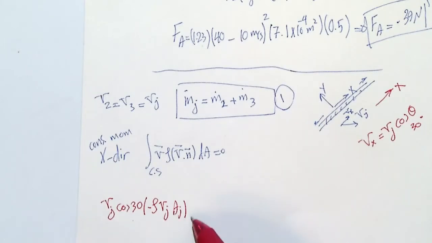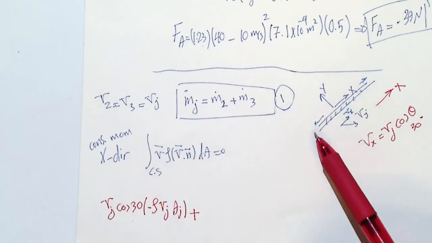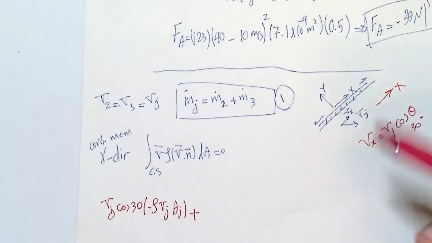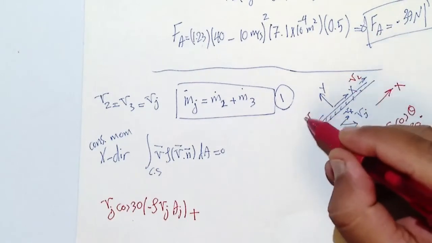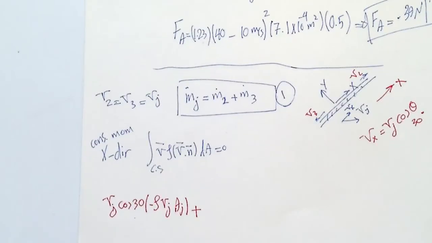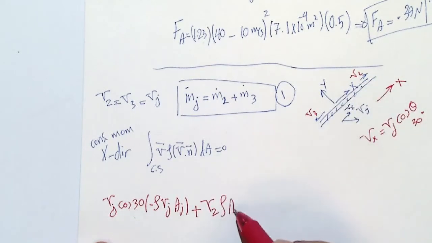What else? For the output part, you have velocity of 2 and velocity of 3. Velocity of 2 by itself is in positive x, but velocity of 3, which is here, V2 and V3, velocity of 3 is negative, right? So by itself it has a negative sign. For 2, you can write that V2. And since these are output, this is going to be rho A2 V2. Correct?